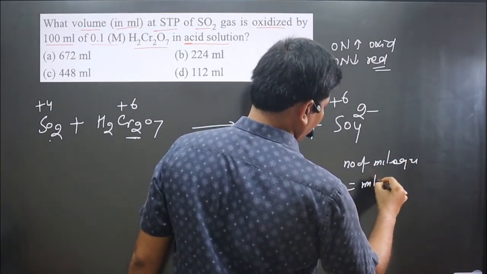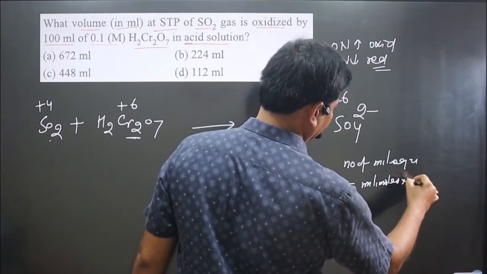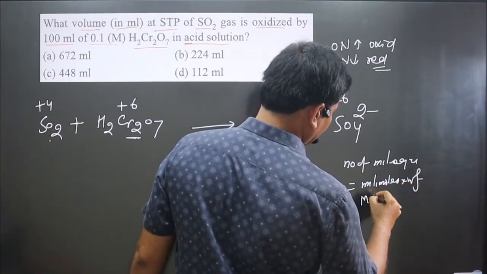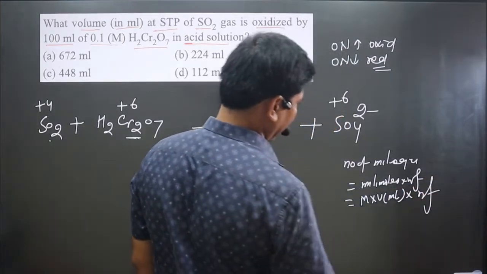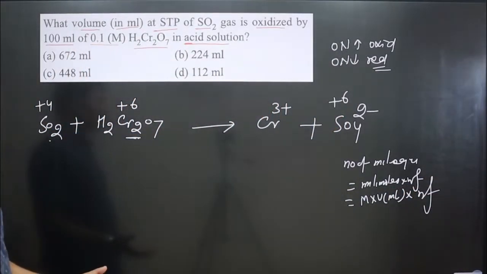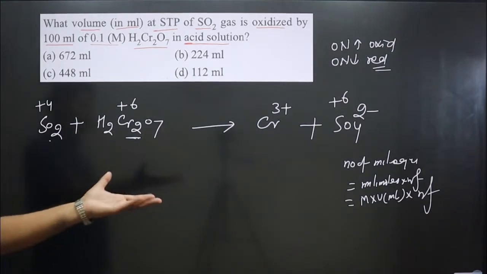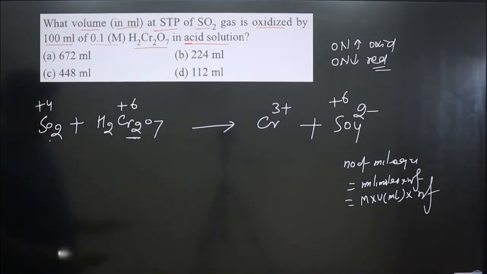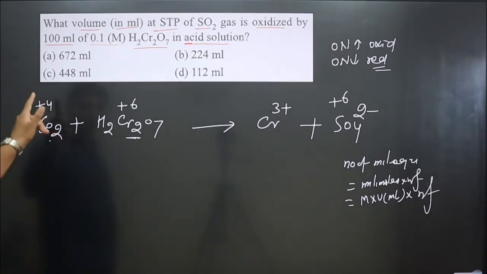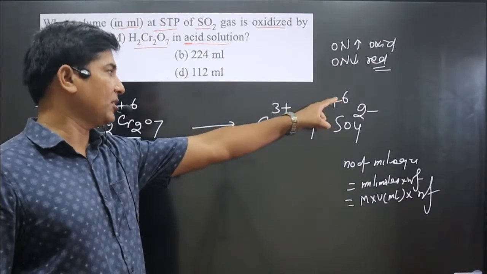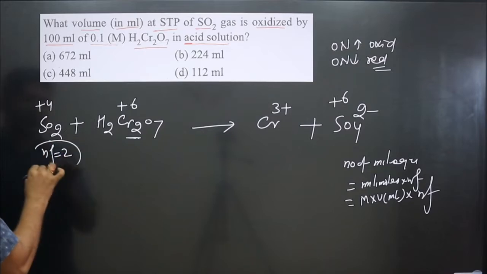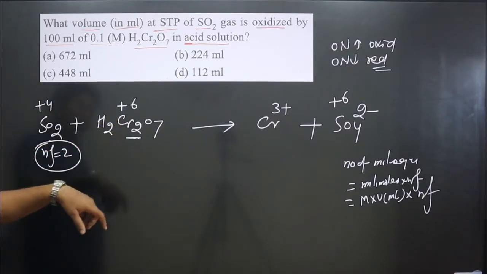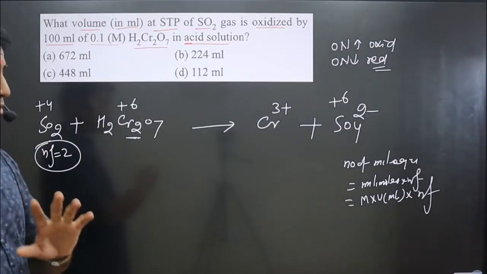first, millimoles multiplied by n factor, and next, molarity multiplied by volume in ml multiplied by n factor. So the equation is ready and we can calculate the n factor value, and then we can apply this formula. Very interesting. The n factor is the difference in oxidation number: +4 on one side, +6 on the other side, difference 6 minus 4 is equal to 2, so the n factor value for sulfur dioxide is 2.